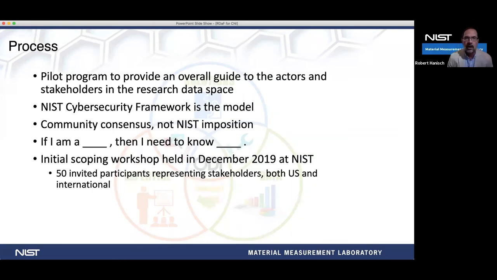So the process we're following is using the NIST cybersecurity framework as a model. Cliff mentioned that NIST has been in the framework business for quite a while, and to start out with a pilot program so that we can understand some of the complexities in building out a framework in kind of a safe space. And again, this is about community consensus, not any sort of imposition from NIST. But if I am, say, a researcher, or if I am a chief data officer, or if I am a research librarian, then this is what I need to know. And these are the people I need to talk with.